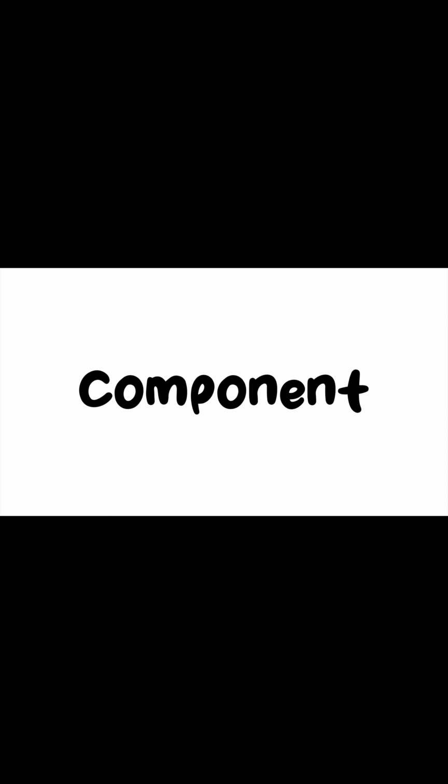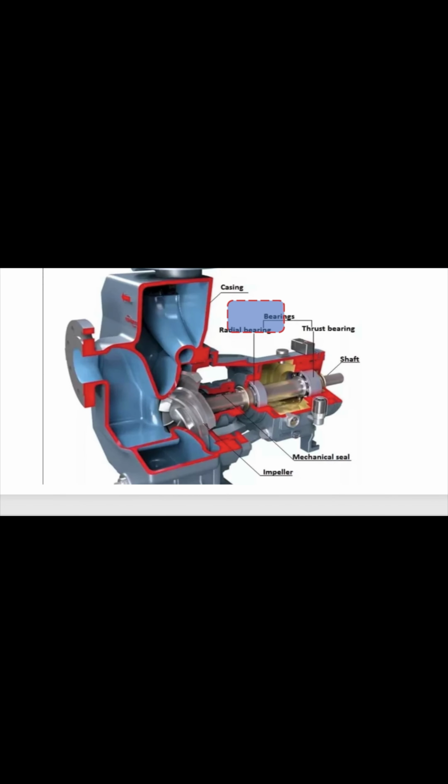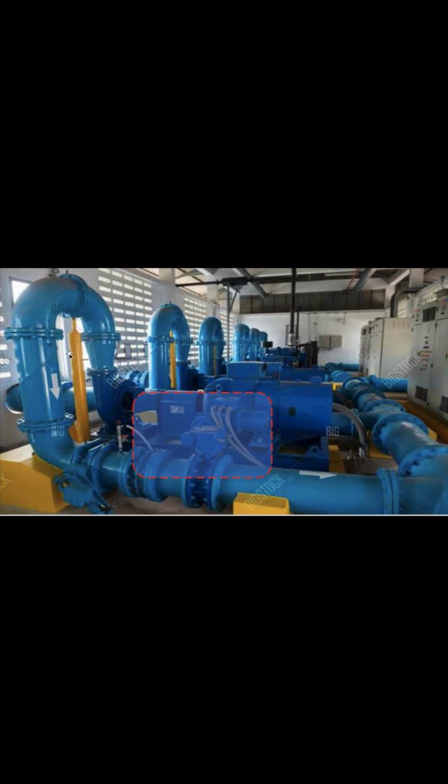So real quick, we go into what a component means. A component on SAP simply means materials put together in their respective quantity. Materials put together in their respective quantity. And I am going to explain what that means.